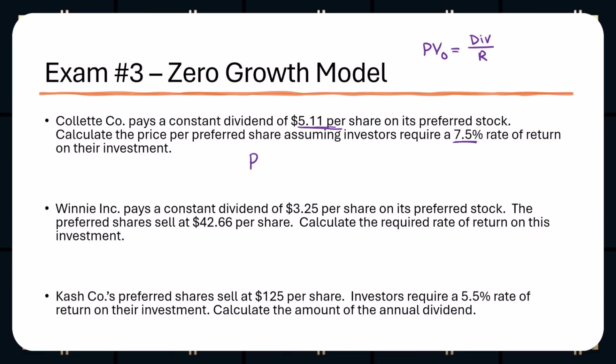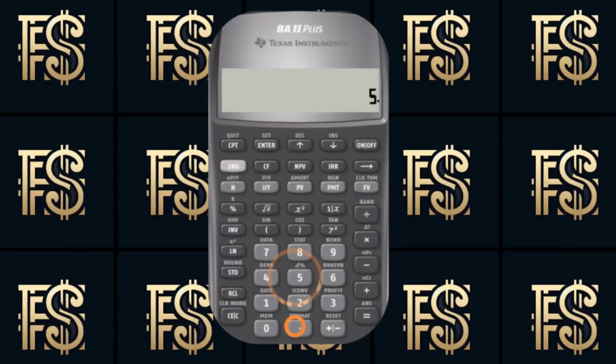All we're going to do to find the answer to this question is simply take the $5.11 perpetual dividend and divide it by 0.075, and we'll get an answer. And what we find is that we would be willing to pay $68.13 to acquire a single preferred share in Collect Co.